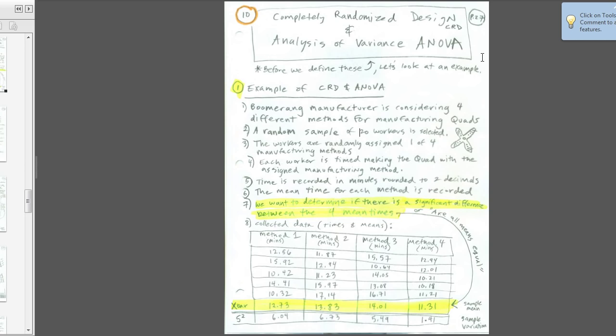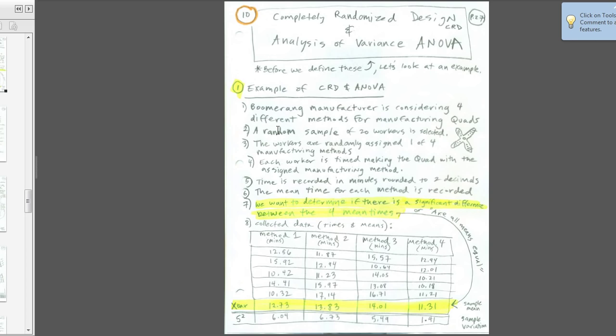In this video we want to talk about completely randomized design and analysis of variance, or ANOVA. This is going to be our method for comparing more than two population means. Before we define completely randomized design and ANOVA, let's just look at our example and set it up first.